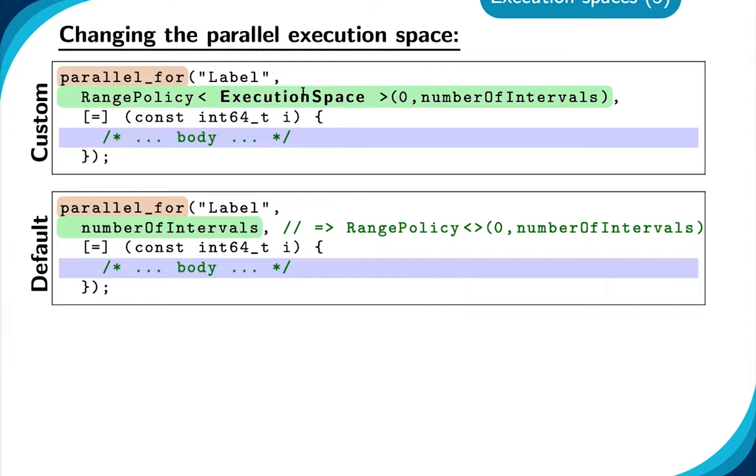In fact, that integer actually is just getting forwarded to a range policy with no template argument, and then 0 and the number of iterations. That is a common theme throughout Kokkos, that a lot of our things are defaulted, and so by default we do the most common thing. That's what's happening here.